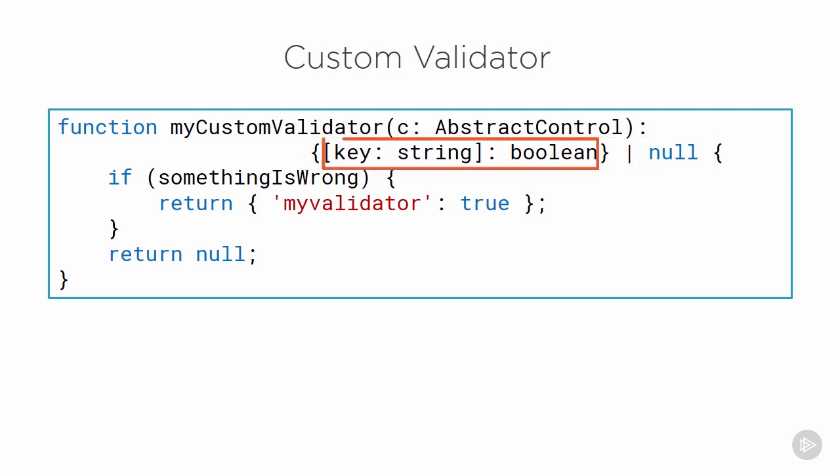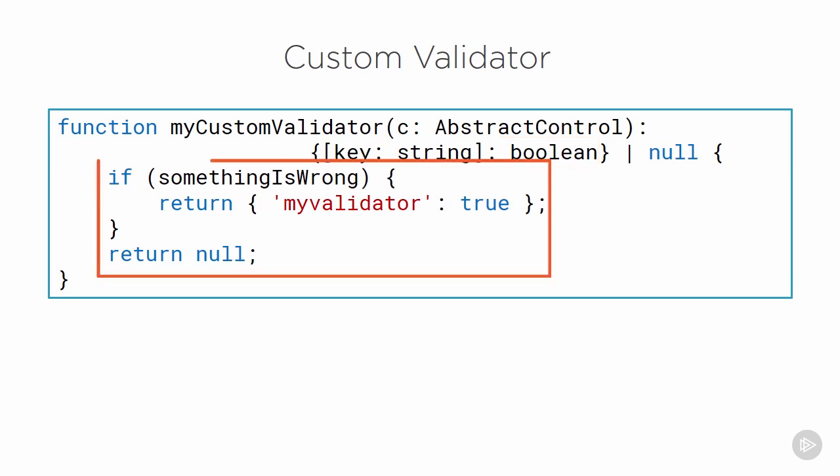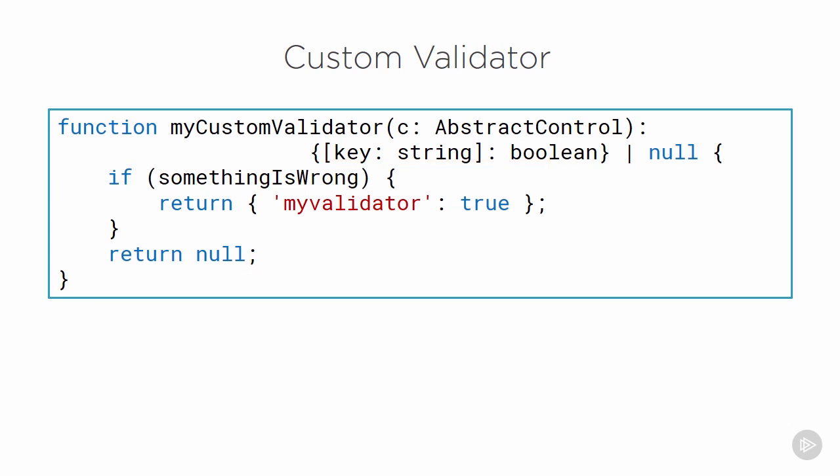The returned object is comprised of a key and value pair, where the key is a string and the value is a Boolean. In the custom validator function, we perform whatever logic we desire. If our logic determines that the validation rule passes, we return a null. If the validation rule fails, we return an object. The key is a string and defines the name of the broken validation rule. The value is set to true to indicate that the current entry has an error. The broken validation rule is then added to the passed-in form control or form group error collection.